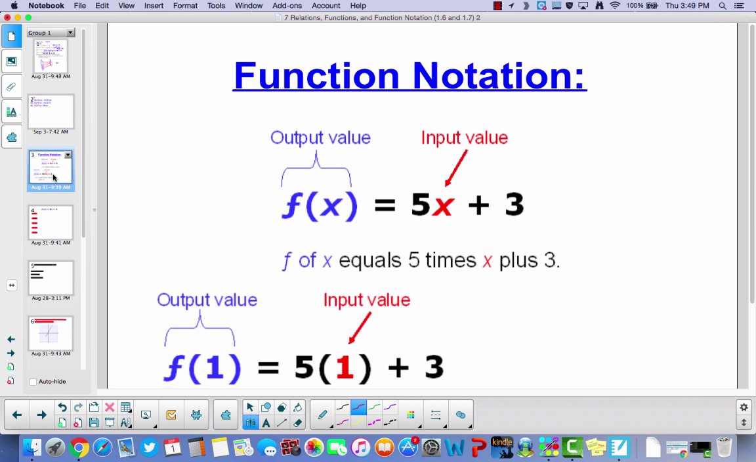All right, so today we're going to talk about function notation. F of x equals 5x plus 3 is our function notation, is how we read that. F of x says the function of x is defined by 5 times x plus 3. This is our y value, and this is our x value.